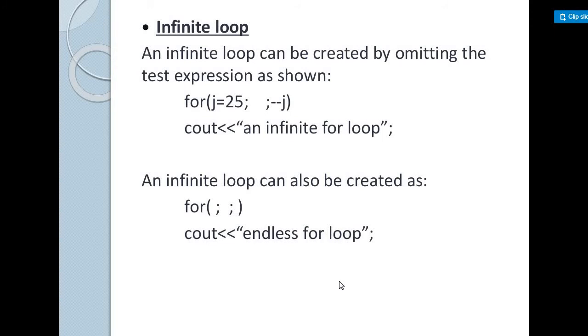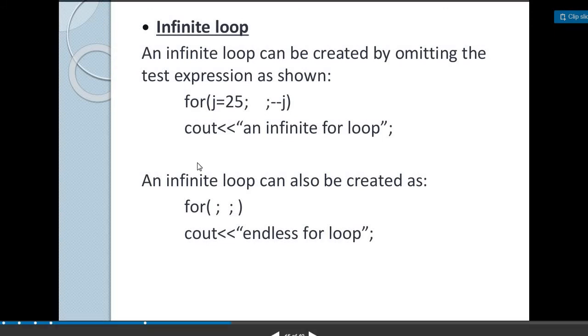So an infinite loop can be created by omitting the condition expression. So if the condition is violated, then it becomes an infinite loop. For example, an infinite loop can also be created if there is no condition, see an endless for loop. In this way we have an infinite loop. It is also an example of an infinite loop: j equal to 25, j minus minus, infinite loop.